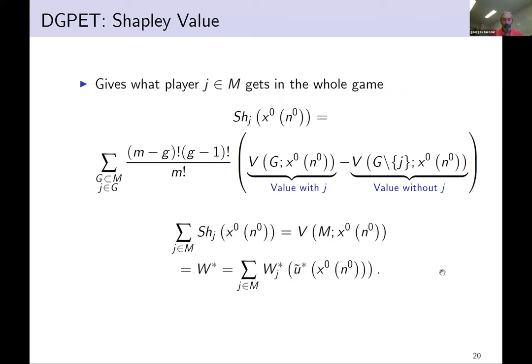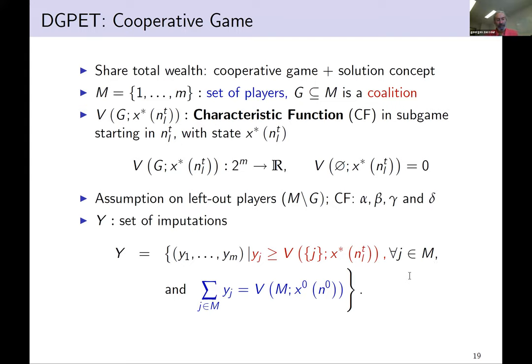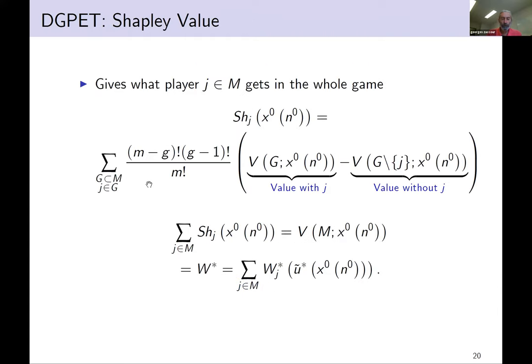Now, once I have this, this is a set. So from this set, I can either select one value or a subset. The most famous cooperative solution in cooperative games is the Shapley value. So what the Shapley value is doing is to give a weighted sum. Here M is the number of players in the whole game and G is the number of players in the coalition. So it's a weighted sum of what the value would be with player J and what would happen if I exclude player J from the coalition. So this difference is giving what player J is bringing to the coalition. And I'm taking this for all coalitions to which player J may join. And this is giving the Shapley value of player J.